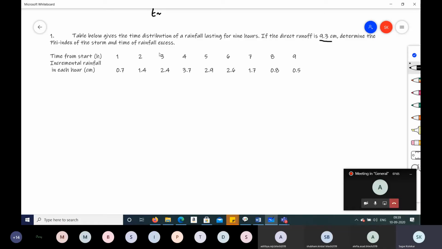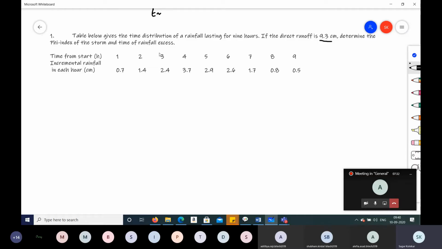This problem is quite challenging actually, because we need to do the trial and error in this case, and only then will we be able to solve this particular problem. So how can we find out this phi index and this rainfall excess? Can you tell me any guess, something like that, and then we will start the actual problem. Any guess, how can we find out the phi index?